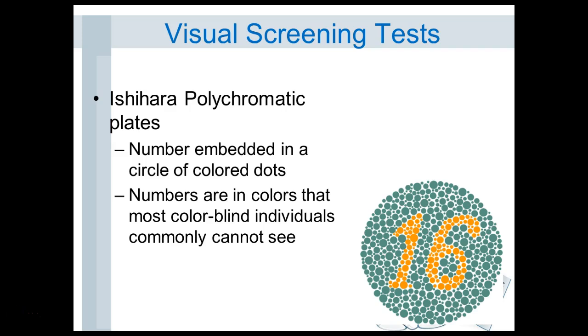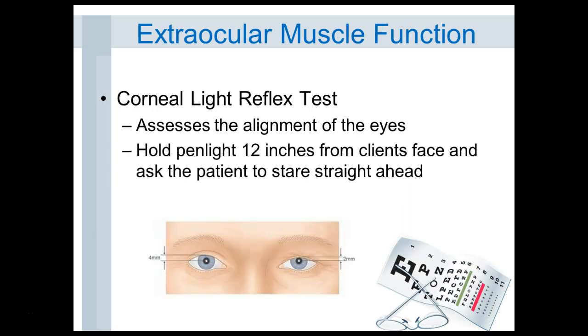Visual screening tests. Many of you had this when you were in kindergarten. Extraocular muscle function test. This is the corneal light reflex test. It assesses the alignment of the eyes. You're going to hold a pen light about 12 inches in front of the client's face and ask them to look at a fixed point straight ahead.